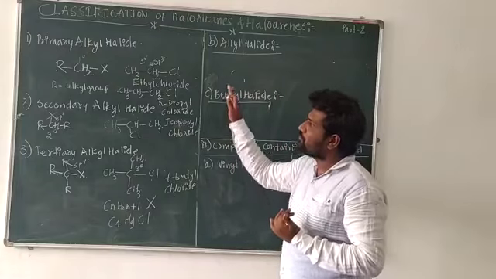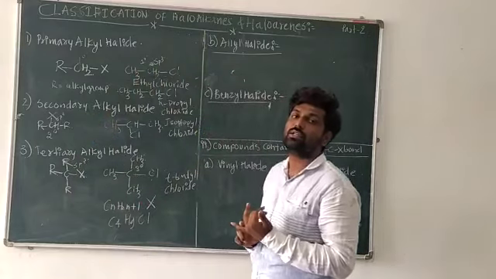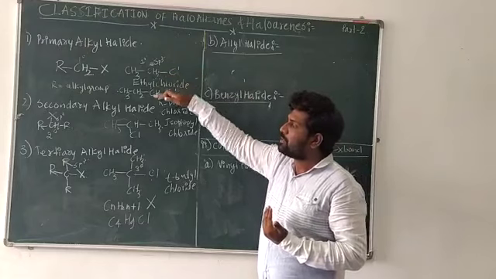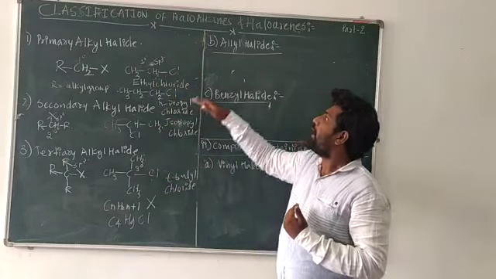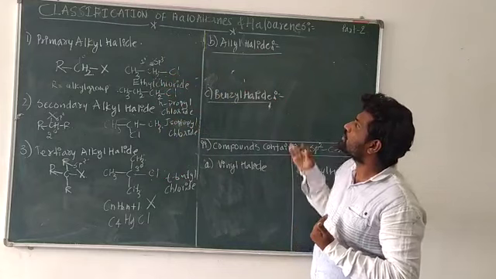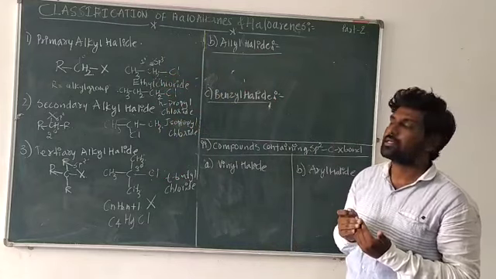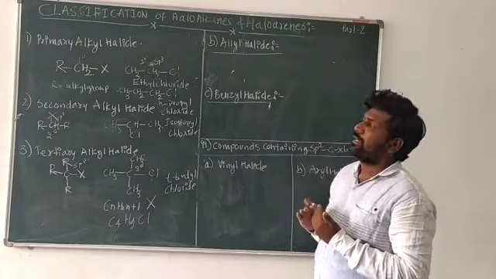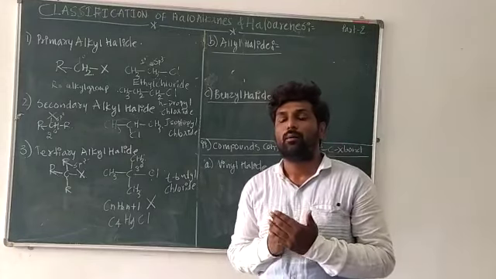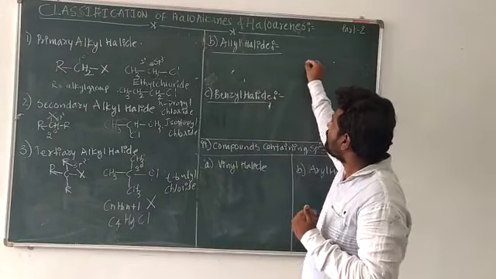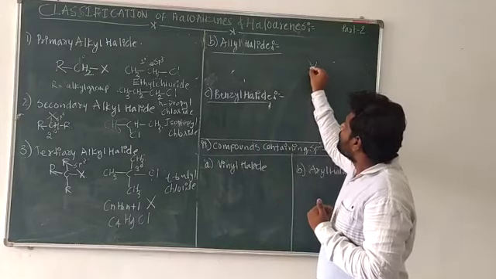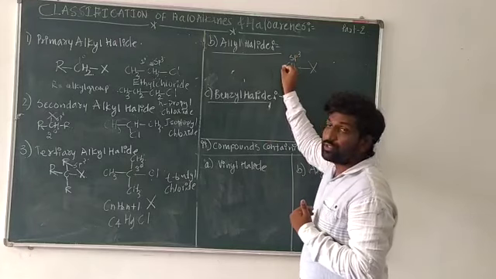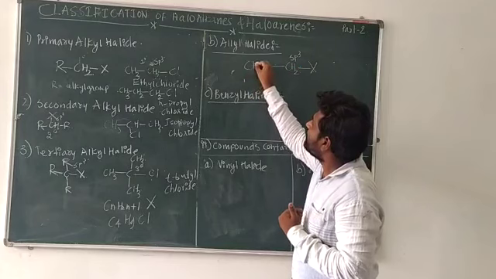Similarly, the first class is over, that is the sp3 C-X bond. First classification was alkyl halide. Further classification into primary, secondary and tertiary alkyl halide is finished. And the next two classifications of compounds containing an sp3 C-X bond are allyl halide and benzyl halide. Allyl halides are the type of compounds where the halogen is bonded to the sp3 hybridized carbon atom, which is next to the carbon-carbon double bond.